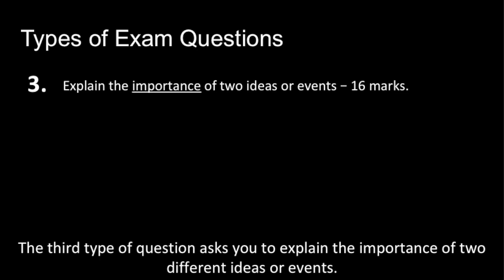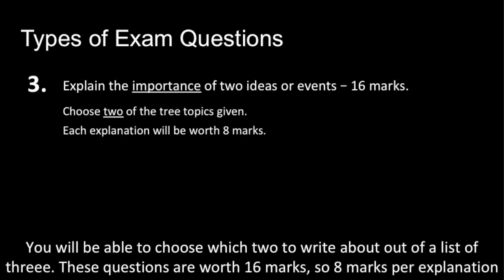The third type of question asks you to explain the importance of 2 different ideas or events. You will be able to choose which 2 to write about out of a list of 3. These questions are worth 16 marks, so 8 marks per explanation.